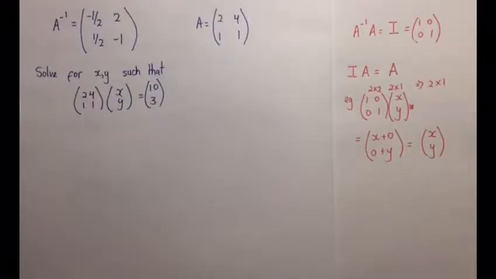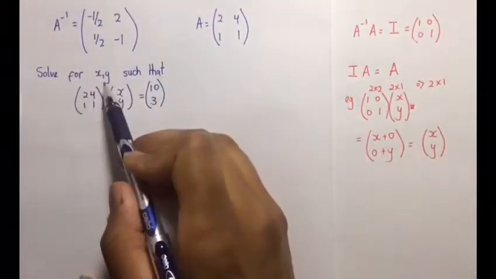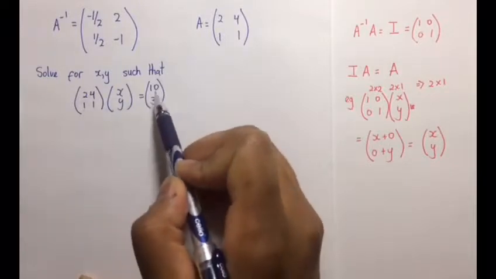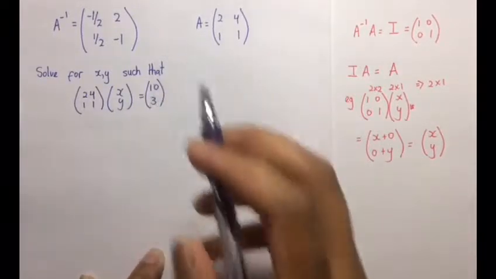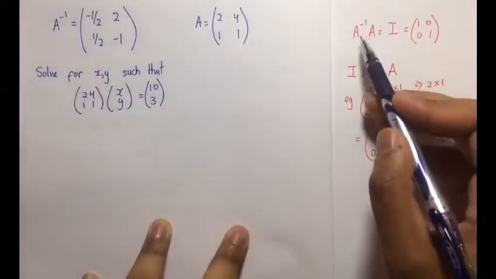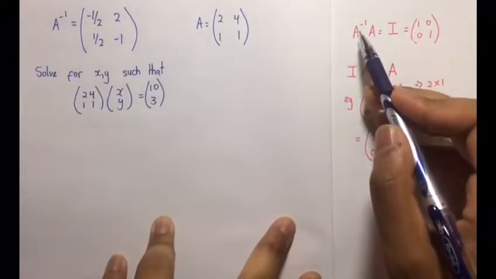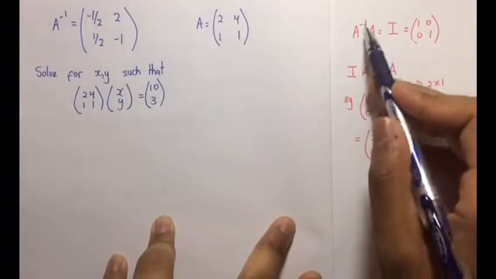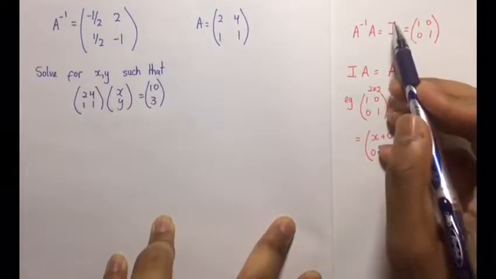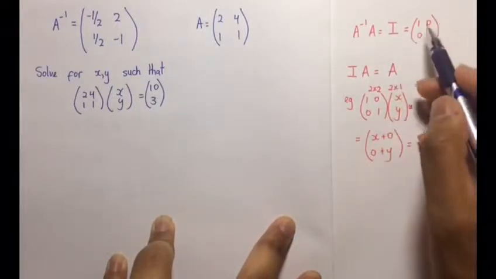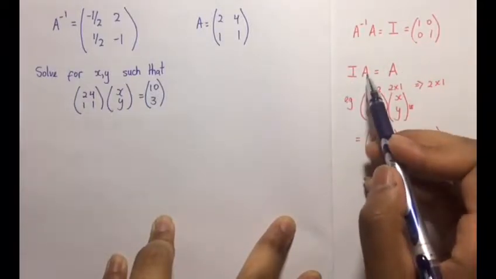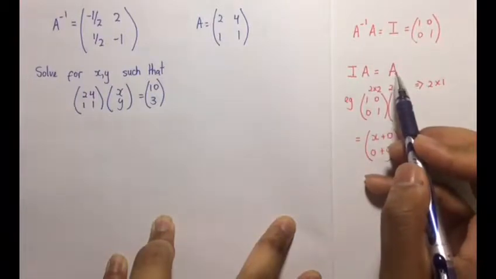So now that we have A inverse, we need to solve for x and y such that the matrix 2, 4, 1, 1, times xy equals 10, 3. Now there are a few things to know before we tackle this problem. If we multiply the inverse of a matrix by the original matrix, so that's A inverse times A, we get something called the identity matrix, denoted by I, which is equal to 1, 0, 0, 1. The identity matrix times any matrix gives the matrix itself.